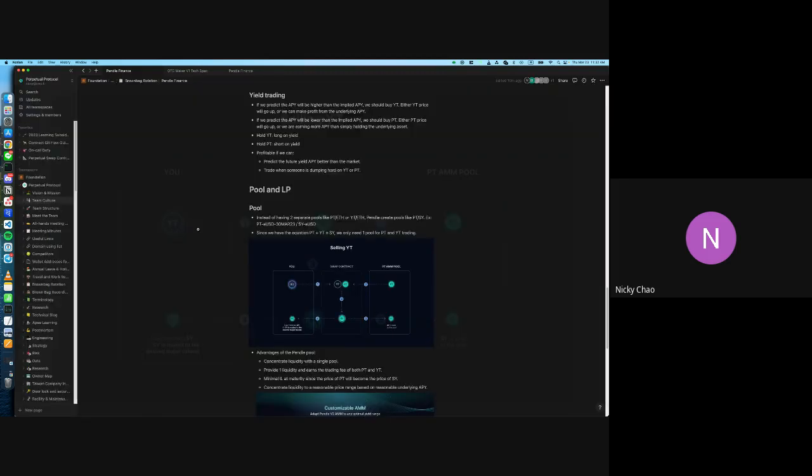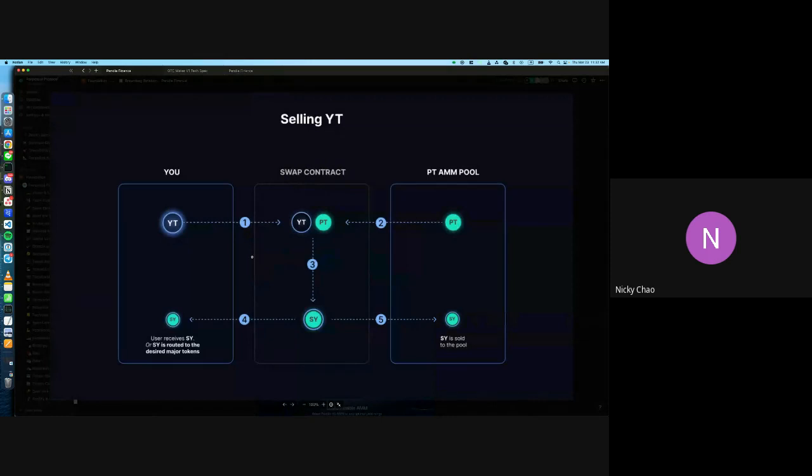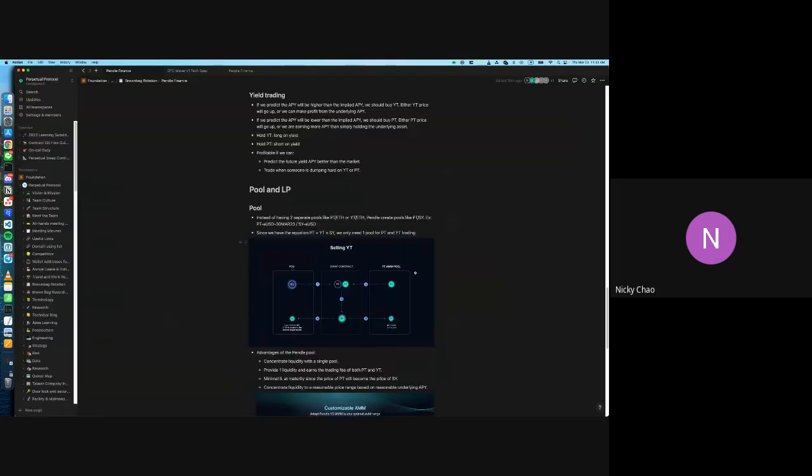And this works because we have the price relation, right? Because PT plus YT is equal to SY. So when the price of PT goes up, the price of YT will go down. So this is how it works in the pool.